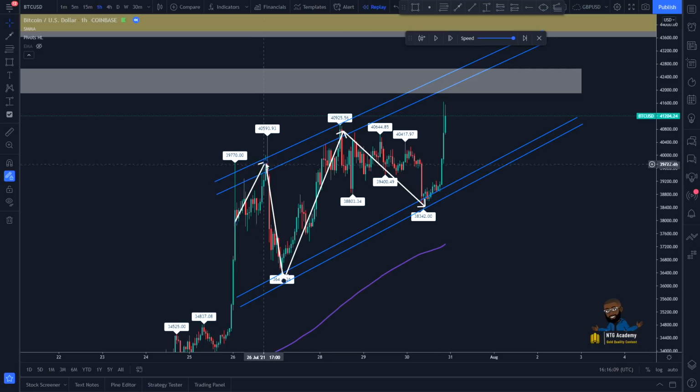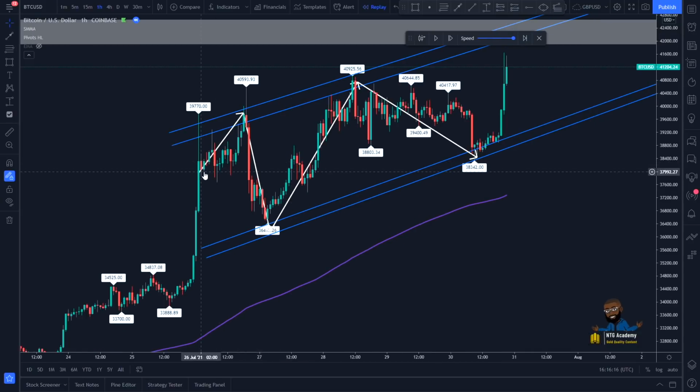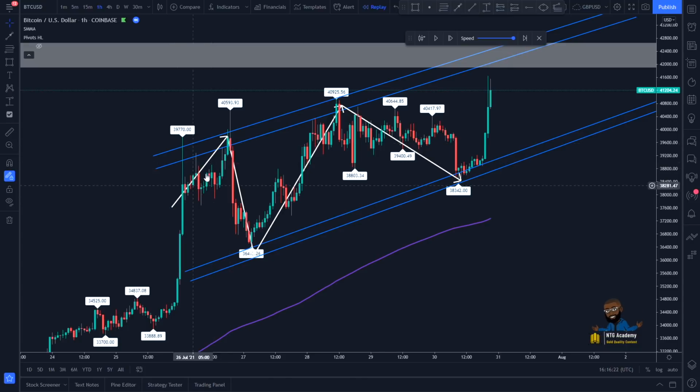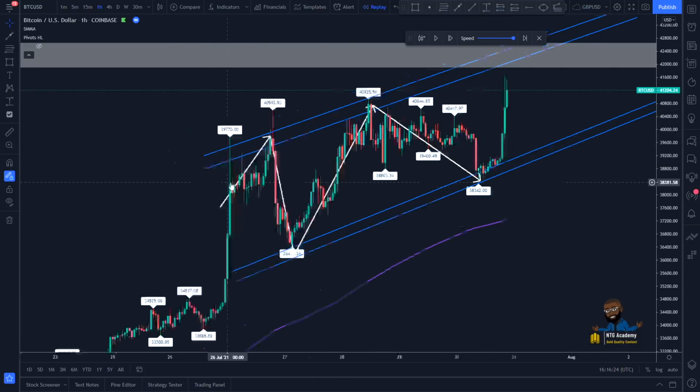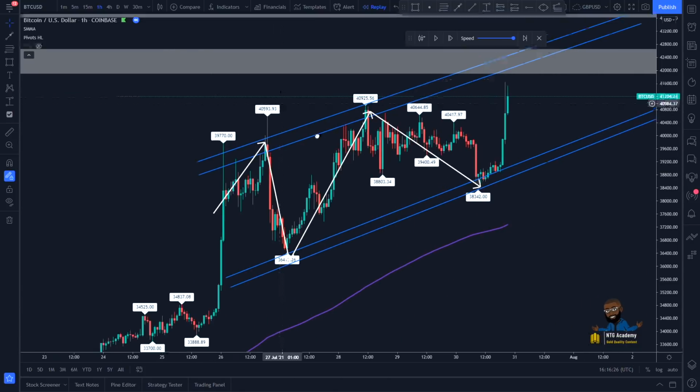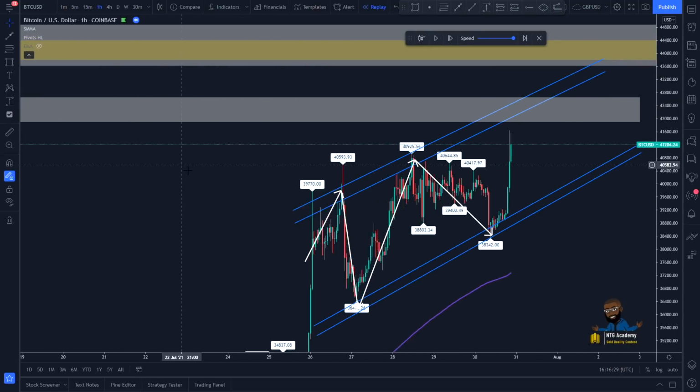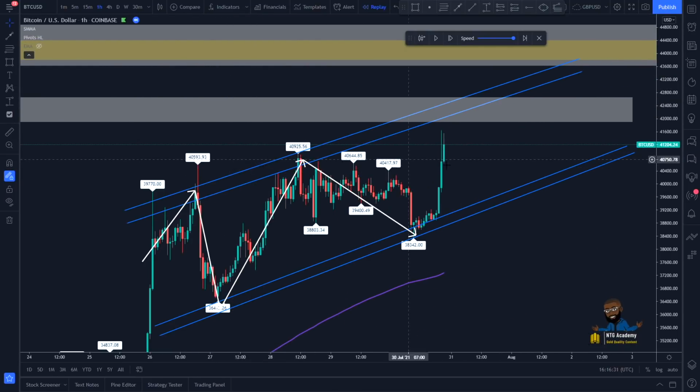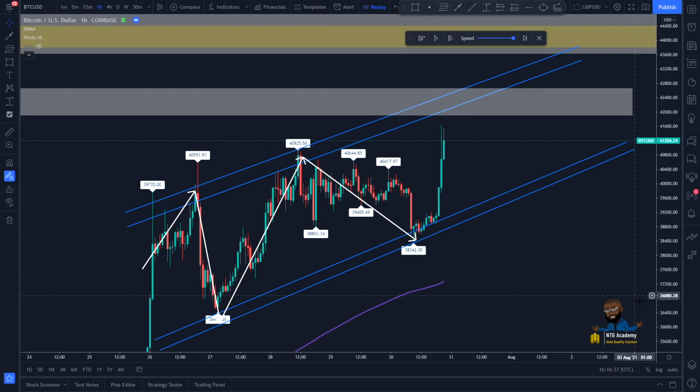So we need a touch and a pushback. We need a second touch and a pushback. This is a requirement. If we do not have these, this is not pre-breakout. You cannot trade pre-breakout if all these requirements are not in place. This is why I marked up the resistance up here, because the resistance for pre-breakout here wouldn't work. This is only the second touch, not the third touch. We need the third touch in order for this to work.